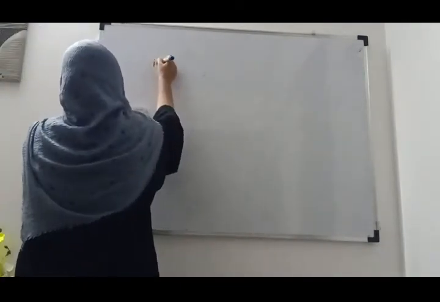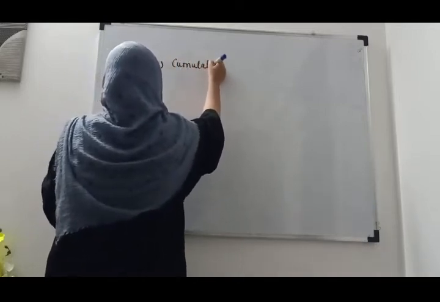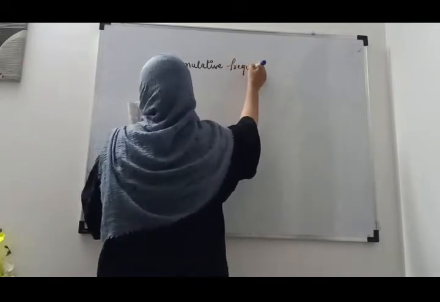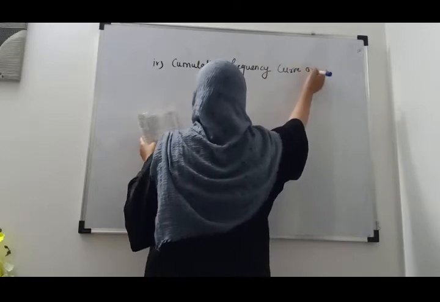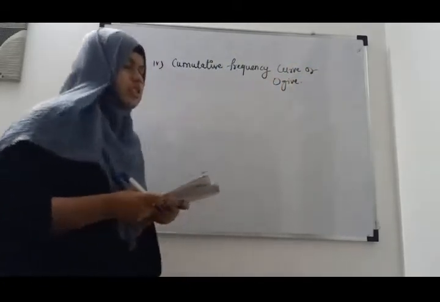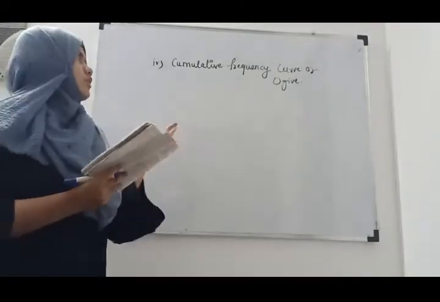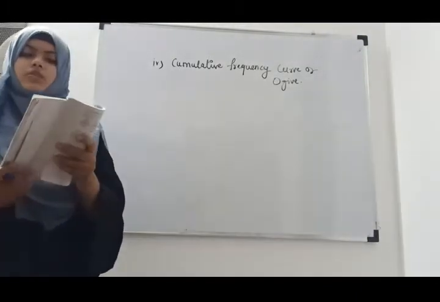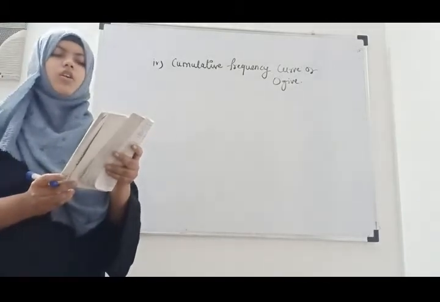Okay, so the fourth type is the cumulative frequency curve, or you can say the Ogive curve. Okay, so this is the fourth type of graph. We'll read the description first and then we will take one example. Cumulative frequency distribution is represented by the cumulative frequency curve or the Ogive.